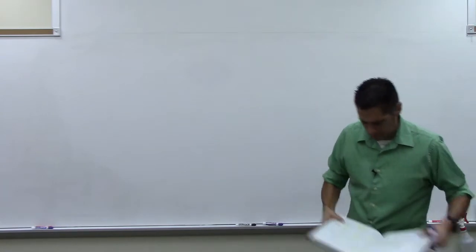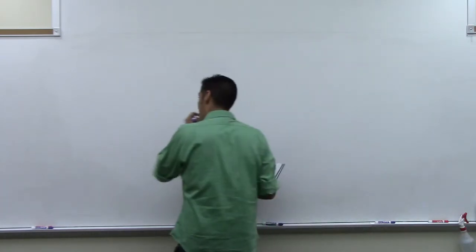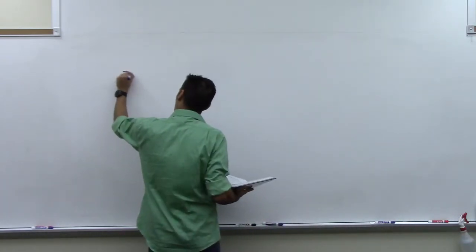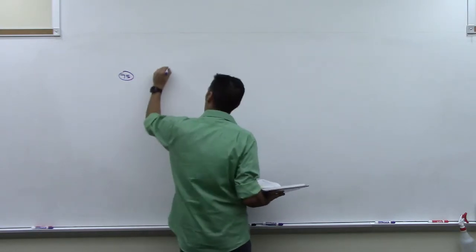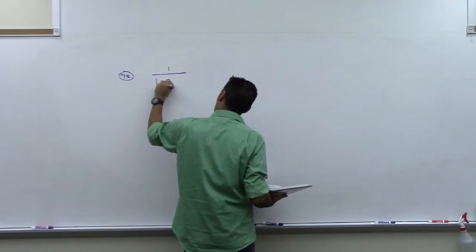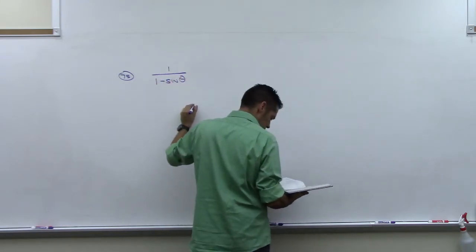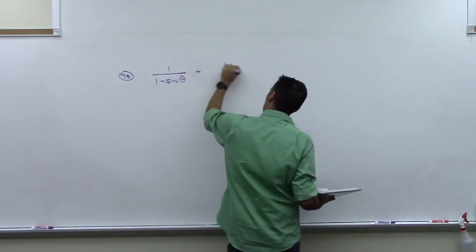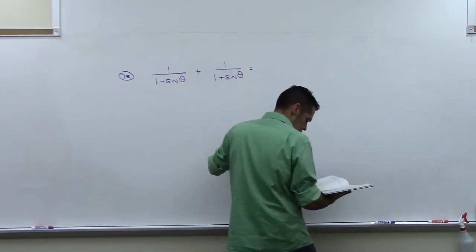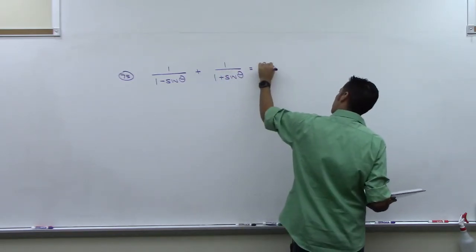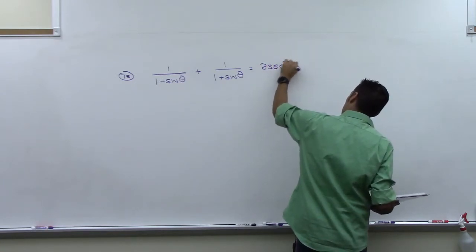Number 75: 1 over 1 minus sine theta plus 1 over 1 plus sine theta is equal to 2 secant squared theta.